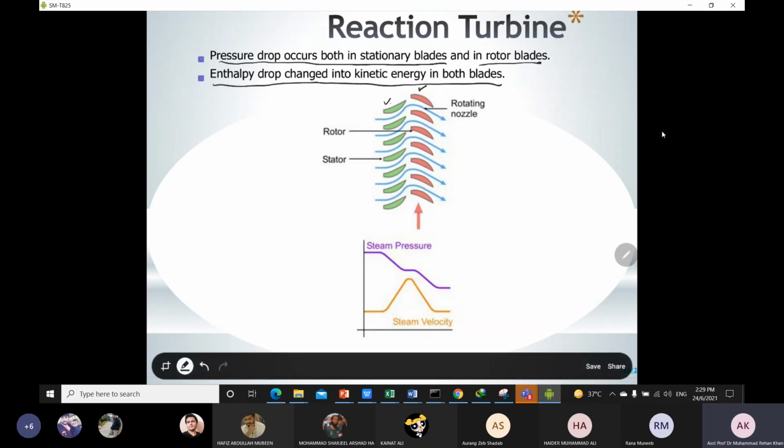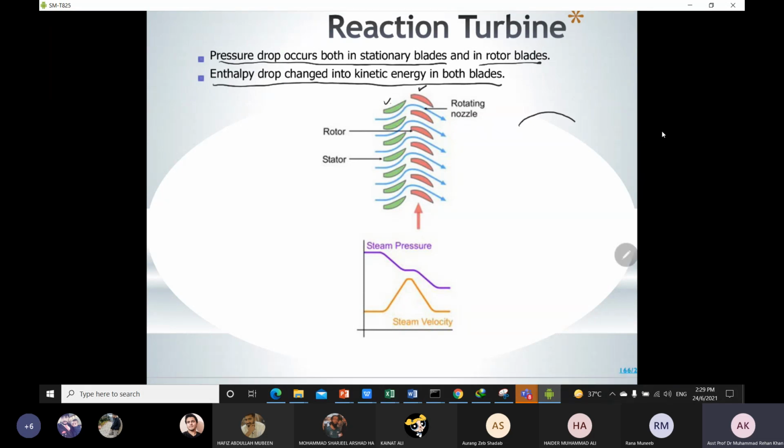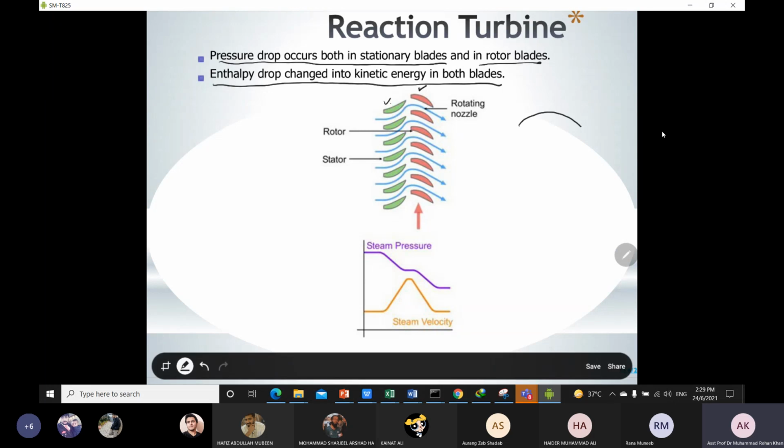So why is there a pressure drop in the moving blade as well? In the case of the impulse turbine, the blades are symmetrical. In the case of the reaction turbine, they are unsymmetrical, more of an aerofoil shape. Due to this geometrical configuration, the pressure also drops when the steam is passing through the moving blade section. So if we take a look at the pressure and velocity diagram, that is the graph, it is the same thing.